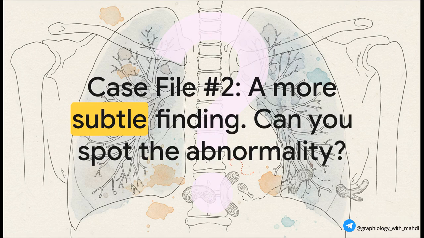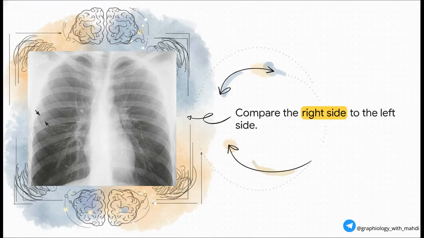Can you find it? Now, this is where that last L in our search pattern, bilateral comparison, becomes an absolute game changer. Your brain is an incredible pattern recognition machine. So look at the right lung, then look at the left. Go back and forth. Compare the texture, the density. Do you see it now? Right there, in the middle of the right lung, a small subtle nodule. It's faint, and you might have missed it. But when you compare it directly to the clear lung on the left, it just pops.